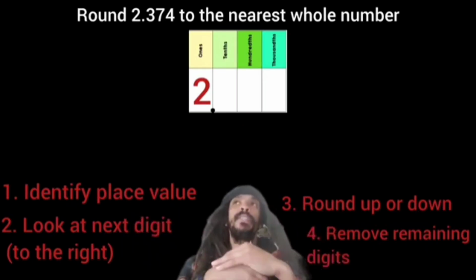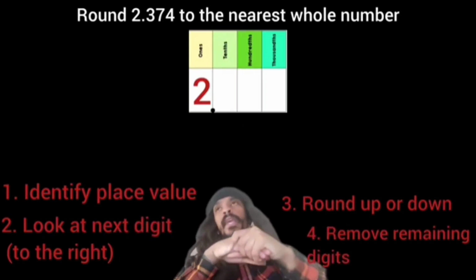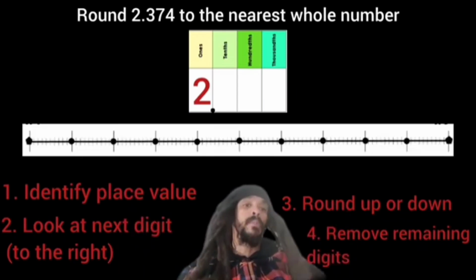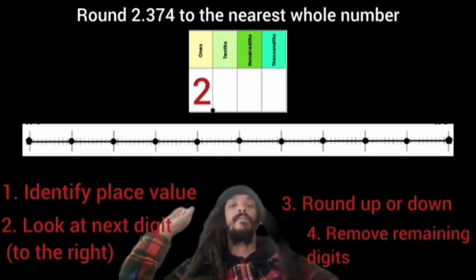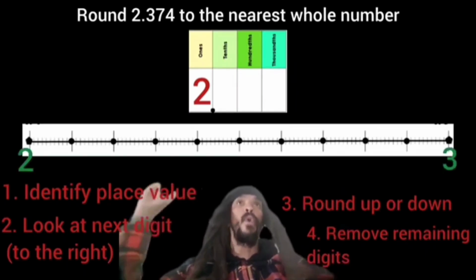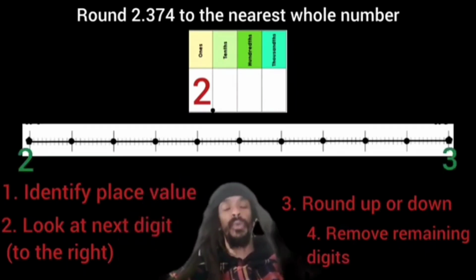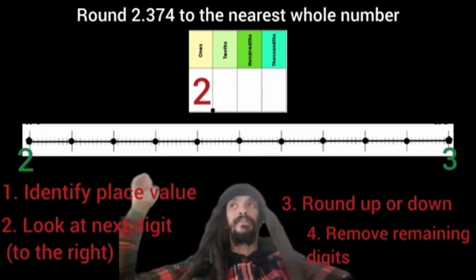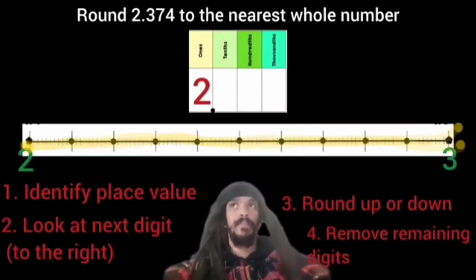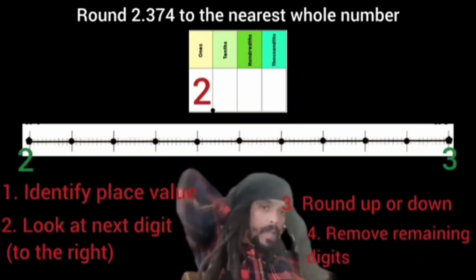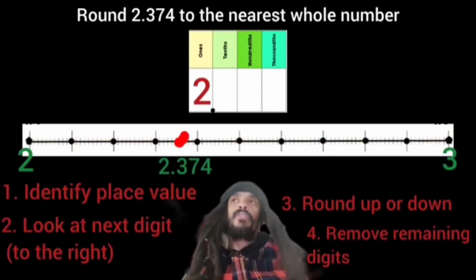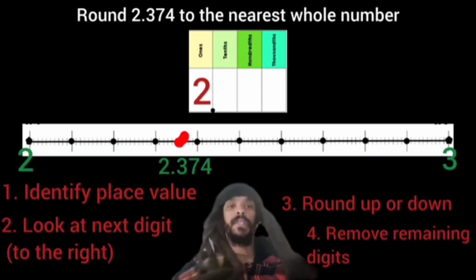Now let's go ahead and take that same number, and we could check our answer on our number line. So let's do our number line. Y'all already know. Identify our beginning and ending numbers, which in this case would be our consecutive whole numbers, which are 2 and 3. Let's divide our number line into 10 sections. Let's identify our number, which is 2 and 374 thousandths.